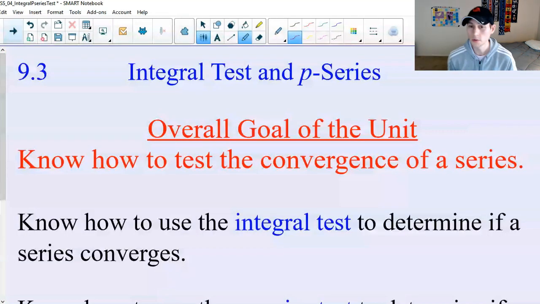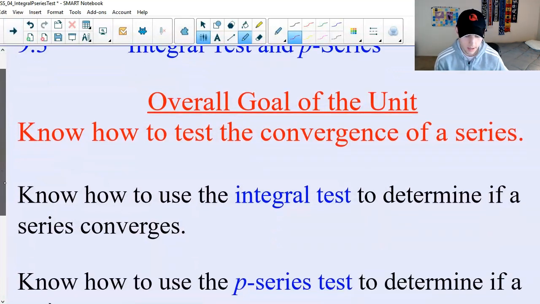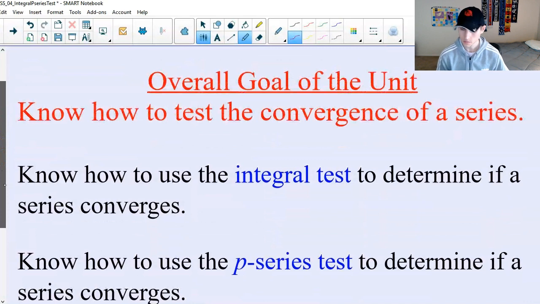All right, so we're going to talk about our next tests today. I told you we're going to have a lot of them. Today we're going to talk about the integral test and the P-series test. Our overall goal of this unit is to know how to test the convergence of a series. And today we're going to learn how to use the integral test and the P-series test.